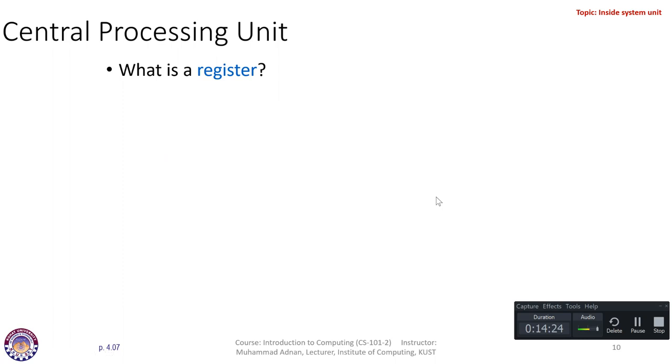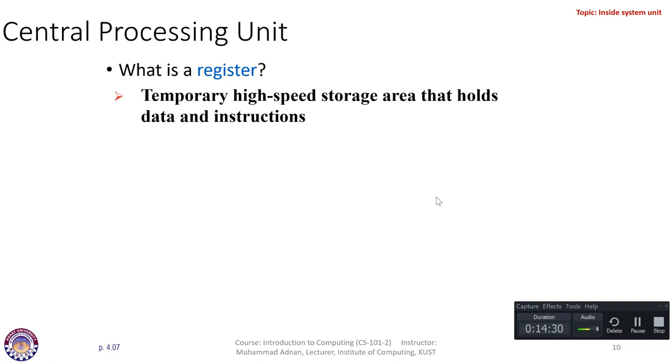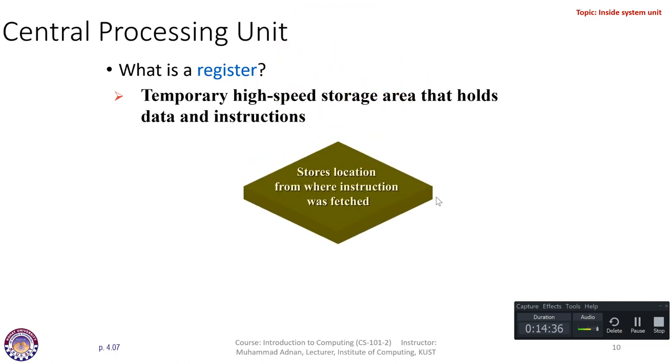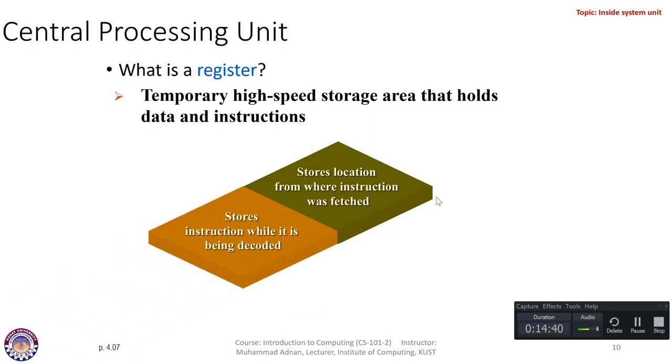So this is what pipelining is. And then there is a special type of memory inside the central processing unit, which is called the register. Registers are temporary high speed storage areas that hold data and instructions. There is another type of memory that is even faster than RAM and even faster than cache memory, located inside the CPU, and they are called registers.